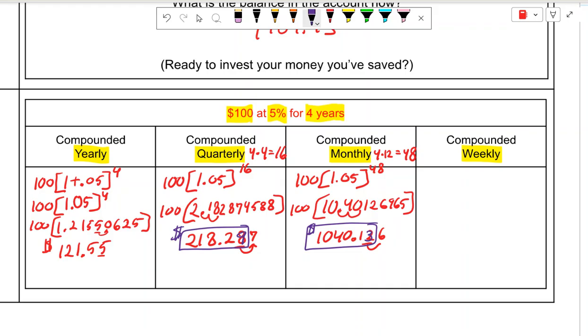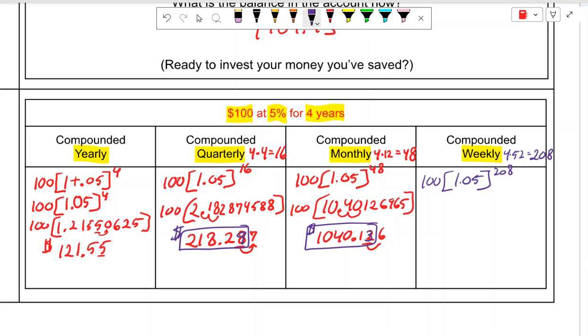What's going to happen when we do this next one? Well, how many weeks are in a year? There are 52. So there's 4 years of that. So 4 times 52 is 208. What's going to happen now? 100 with an exponent of 208. Aren't you glad you got a shortcut way?